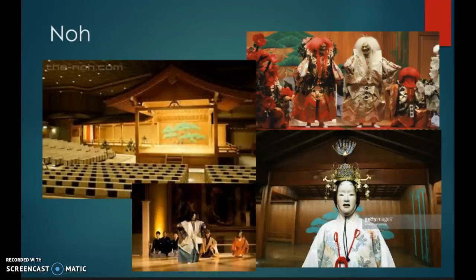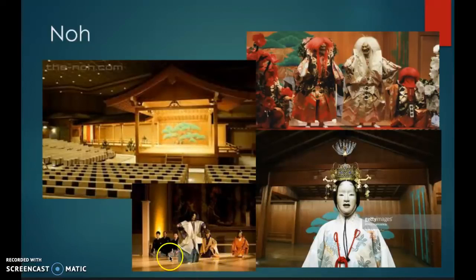So here you can see some of what a No theater looks like. You have a traditional tree in the background. All No theaters have the tree in the back. There is a long aisle that the performer will prepare in the mirror room over here, and then come out onto the stage and perform here.